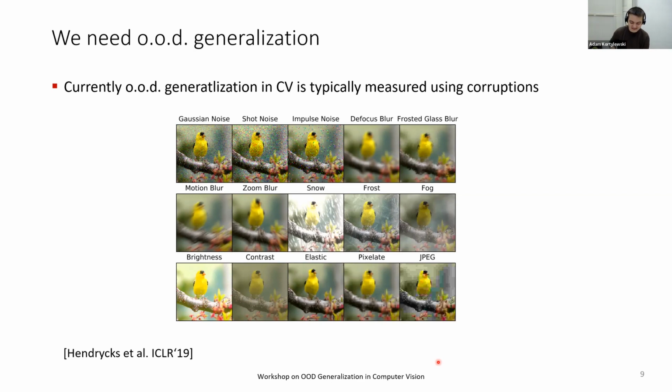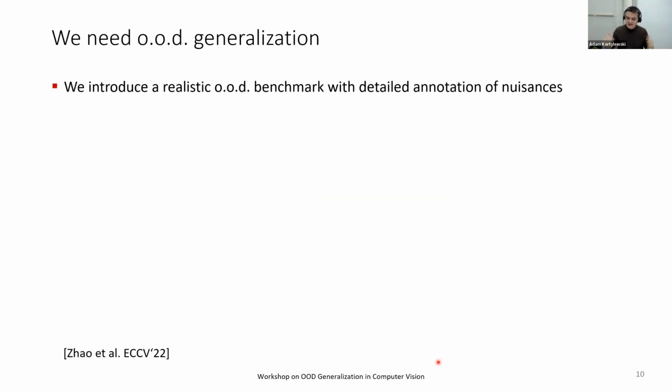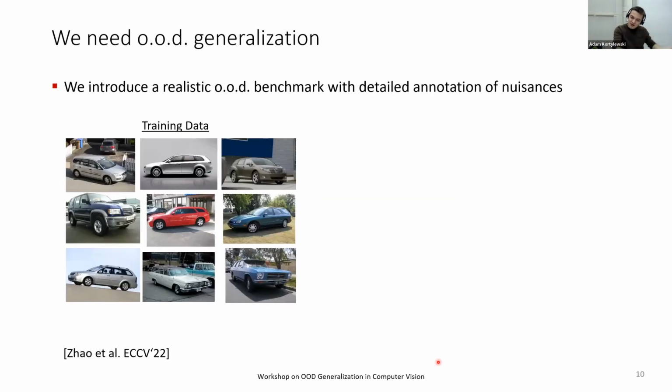Probably this is not the case. So that's what we thought. And this led us to develop this new type of benchmark, an out-of-distribution benchmark, where we collect a set of i.i.d. training data, and with respect to the distribution of the training data, we collect out-of-distribution data, so data that looks unusual with respect to the training data.